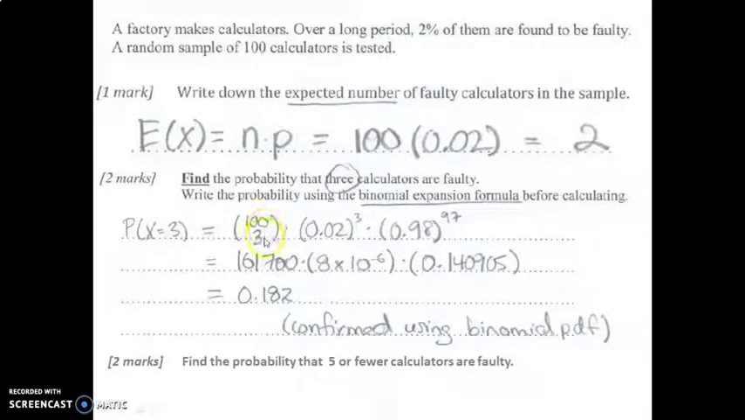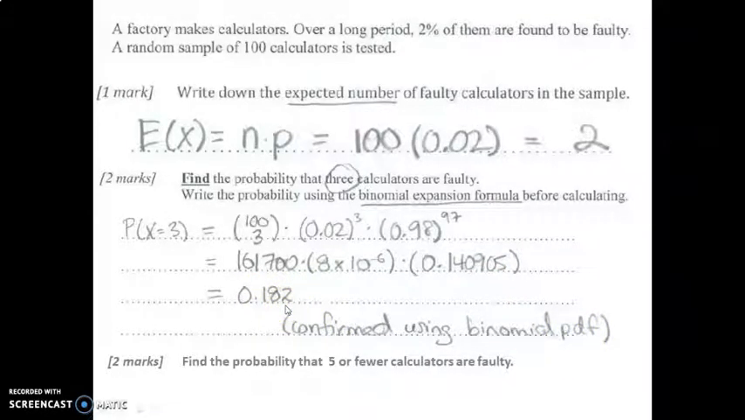So 100 choose 3. The combination will tell us how many paths lead to 3 faulty calculators. So for the 3 faulty calculators, this is the probability of a faulty one, and then the remaining 97 are not faulty, which is a 0.98 chance if this was 0.02. Alright, that works out like this. Again, you could have run your binomial PDF on that and it should confirm the same number here, so test it out.